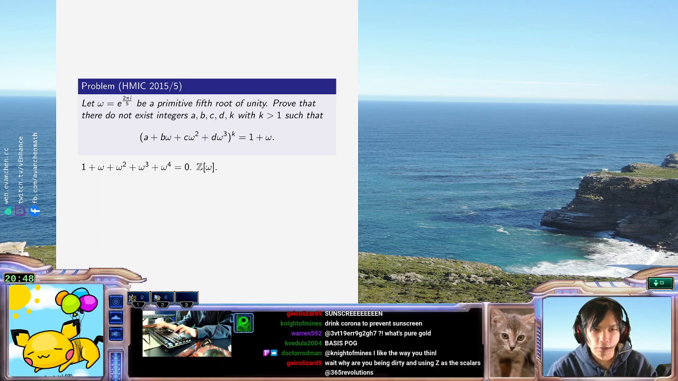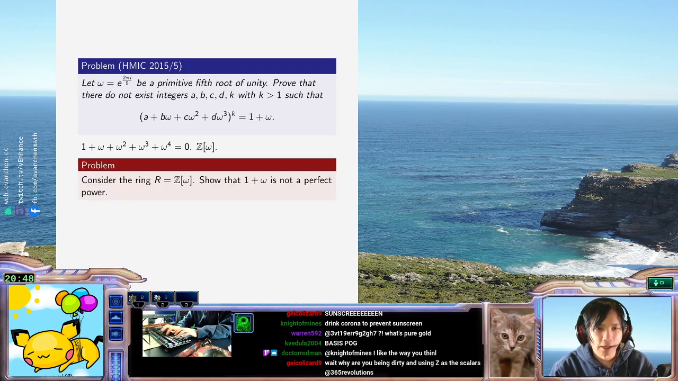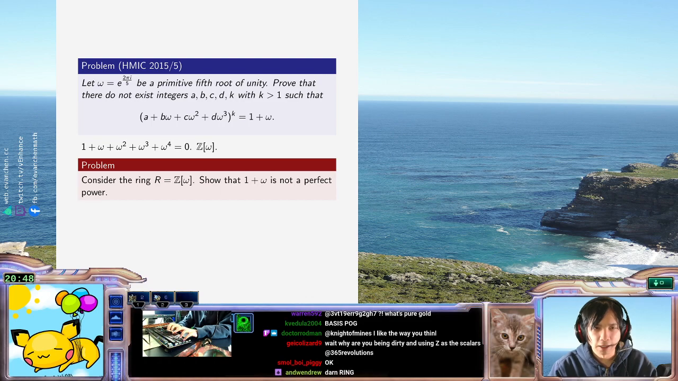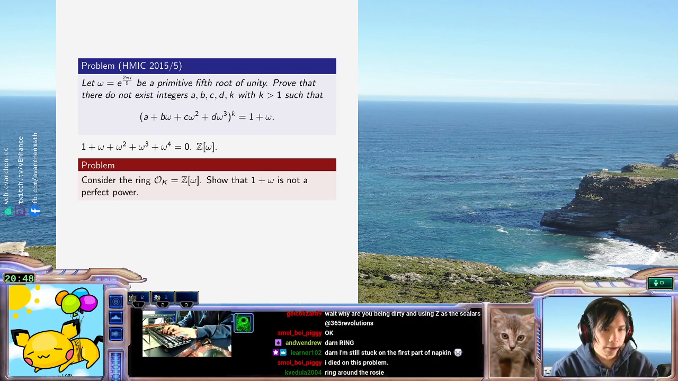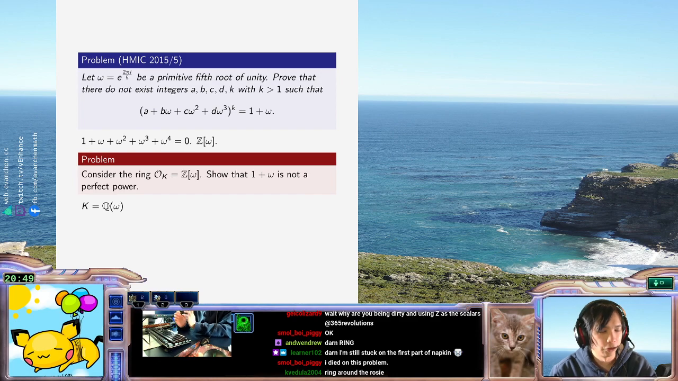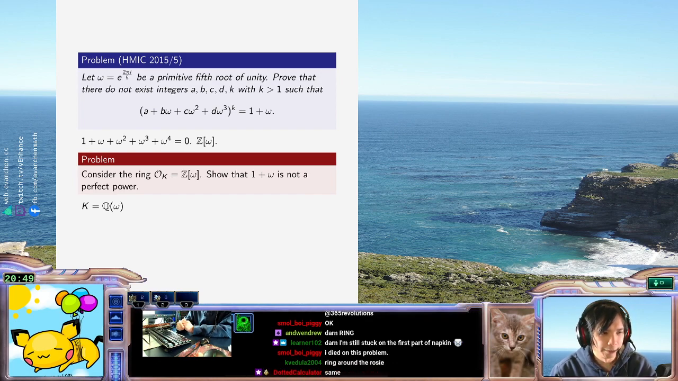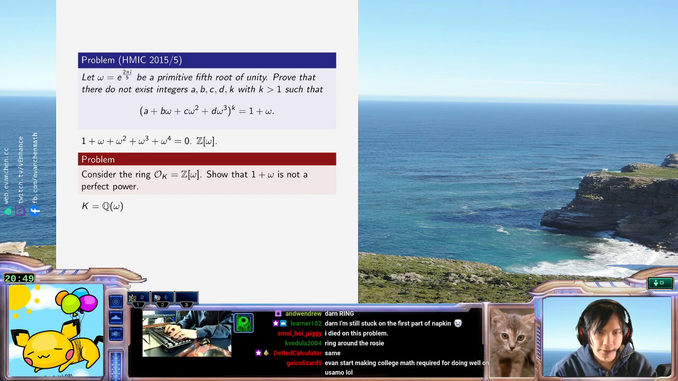And I believe it is a known fact. In fact, I'm actually going to call this O sub K, for reasons I'm going to elaborate on in a moment, because this is living inside the field K equals Q adjoin omega. So this number field has dimension 4 over Q.